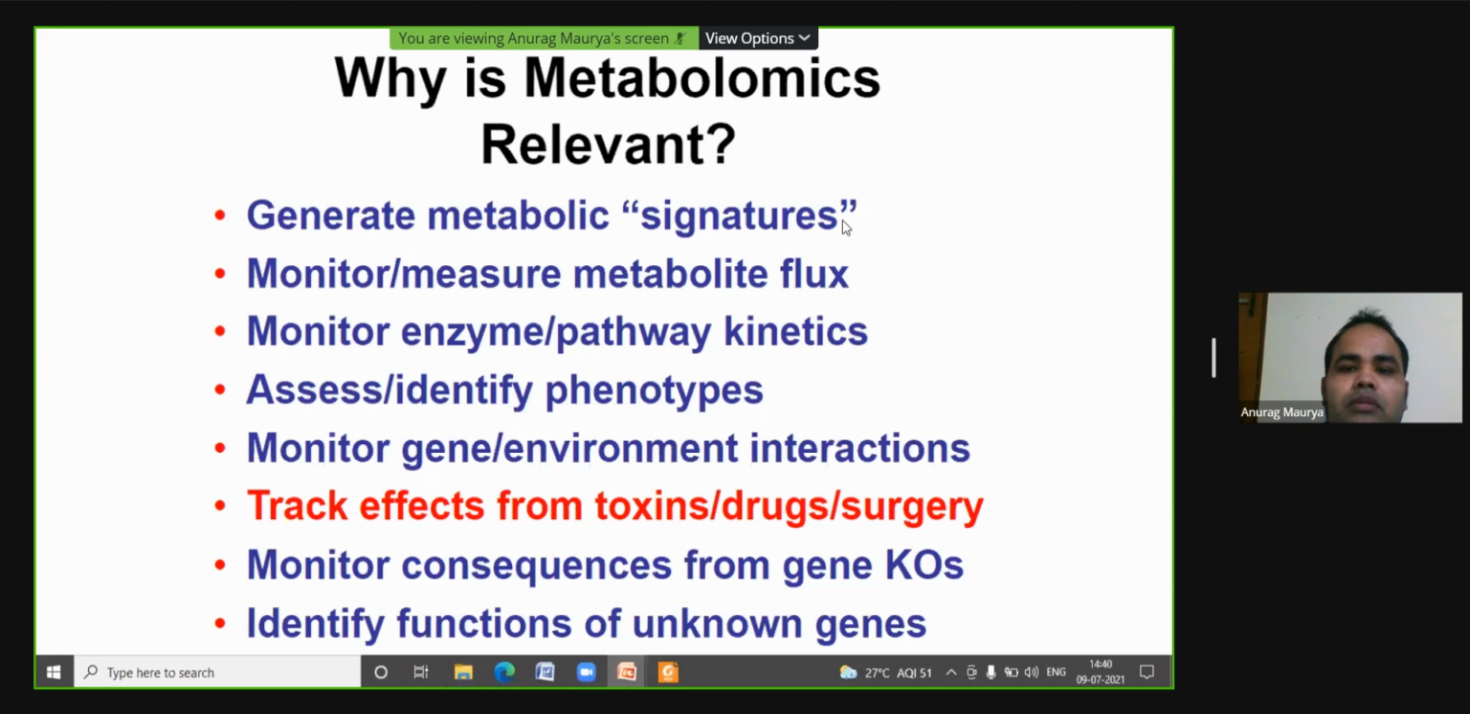So a similar approach can be used to study any enzymatic pathway or molecular pathway, whether it is working or not, or at what pace it is working. You can also monitor gene-environment interaction: how a particular set of genes gives a metabolite in a given set of environmental conditions, you can easily study.